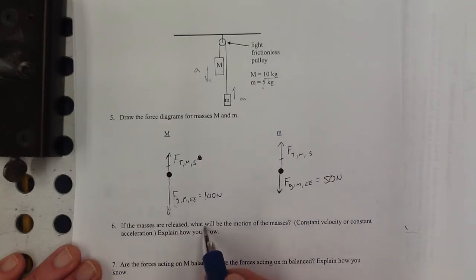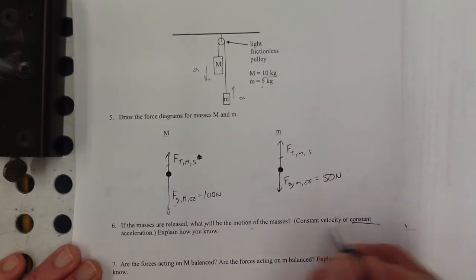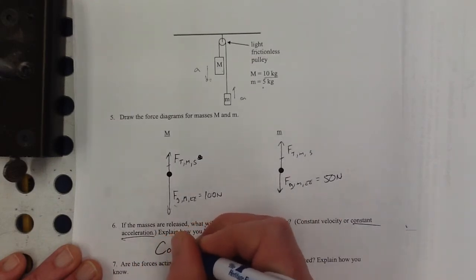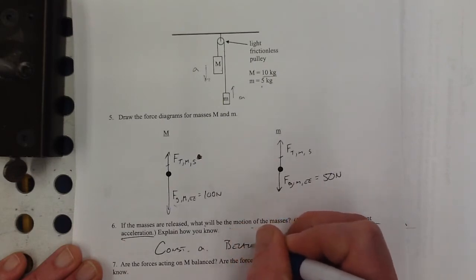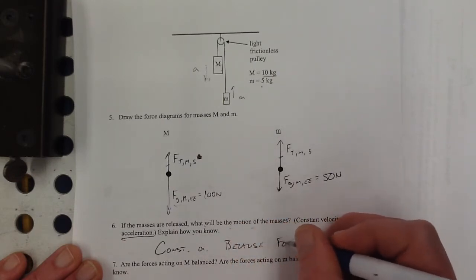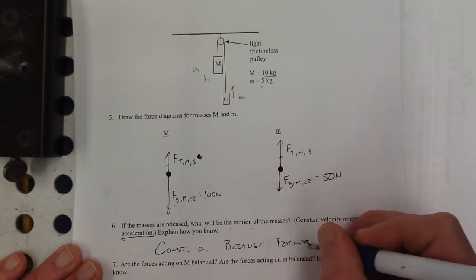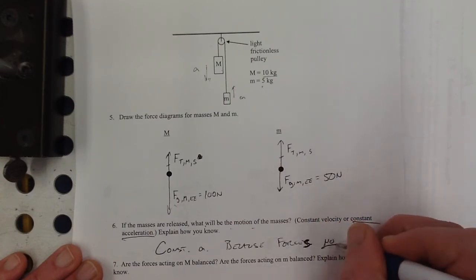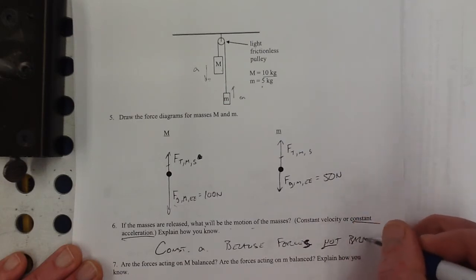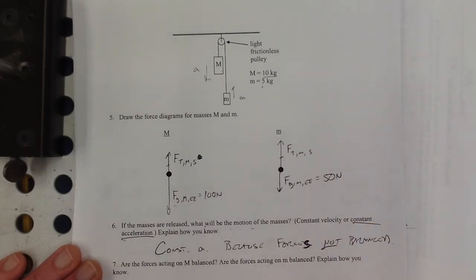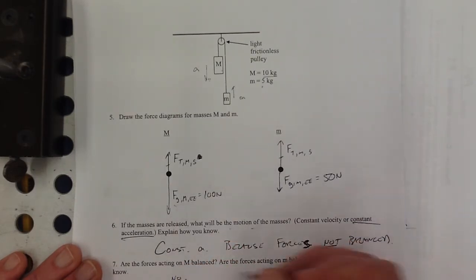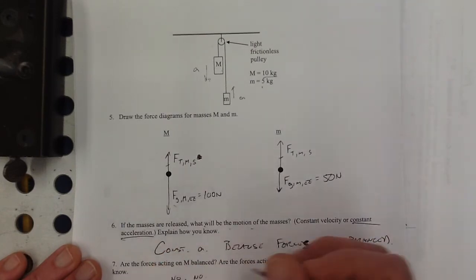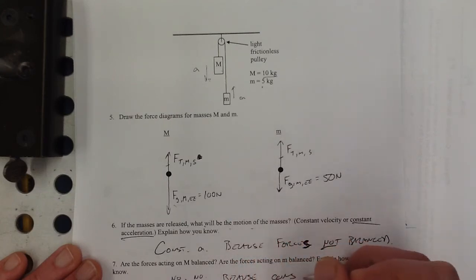If the masses are released, what will the motion of the masses be? It's going to be constant acceleration, because forces are not balanced. Are the forces acting on m balanced? No. Sorry, it's the same thing. Are the forces acting on small m balanced? No. Explain how you know. Because there's constant acceleration.